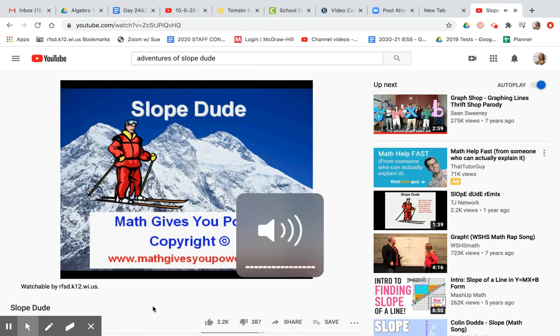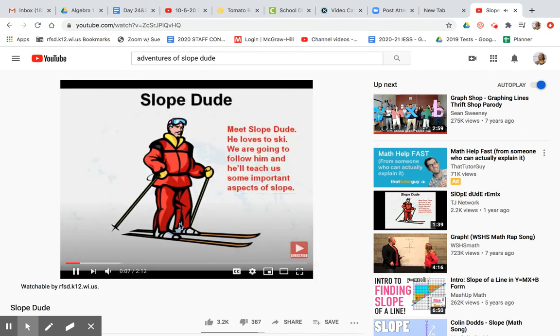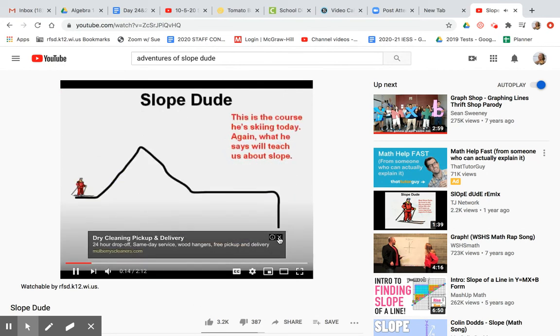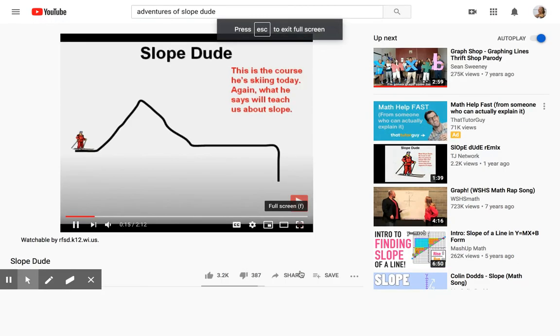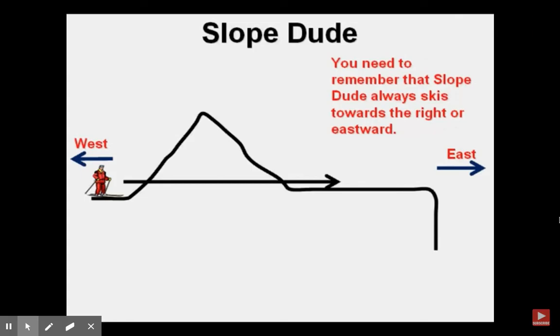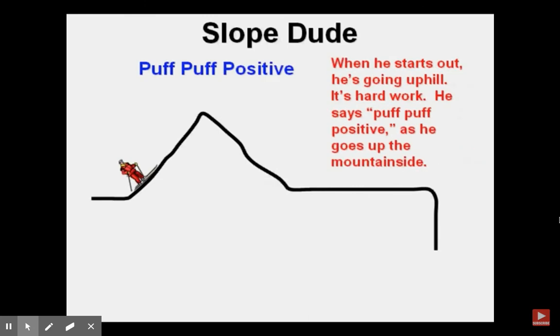Welcome to the adventure of Slope Dude. Meet Slope Dude. He loves to ski. We are going to follow him, and he'll teach us some important aspects of slope. This is the course he's skiing today. Again, what he says will teach us about slope. You need to remember that Slope Dude always skis toward the right or eastward. When he starts out, he's going uphill. It's hard work. He says puff, puff, positive as he goes up the mountainside. Puff, puff, positive.